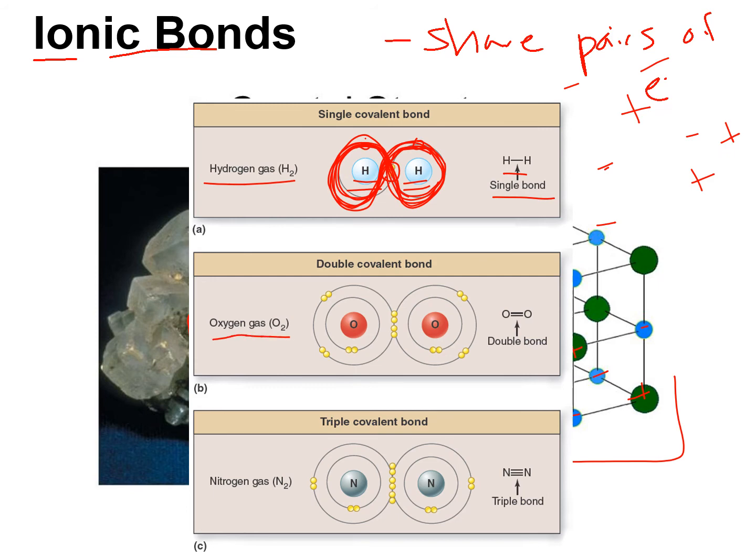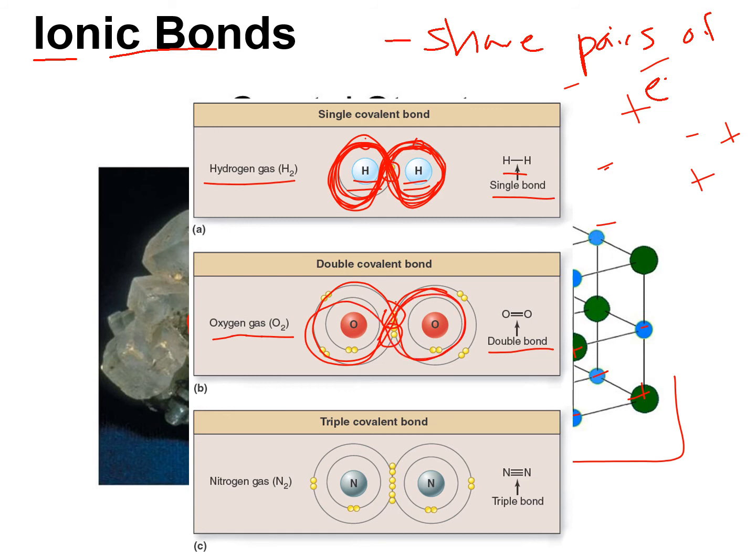Sometimes you will have atoms sharing 2 pairs of electrons. So now you have, with oxygen, 2 pairs of electrons that are being shared, and that's called a double bond. So now instead of 1 pair of electrons orbiting the nuclei, you now have 2 pairs of electrons orbiting the nuclei.